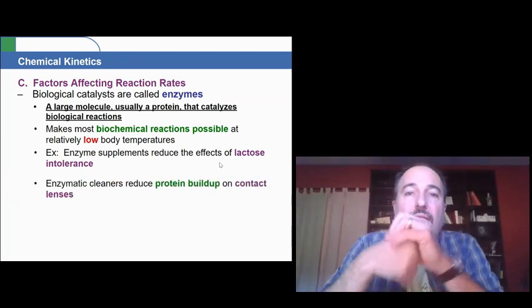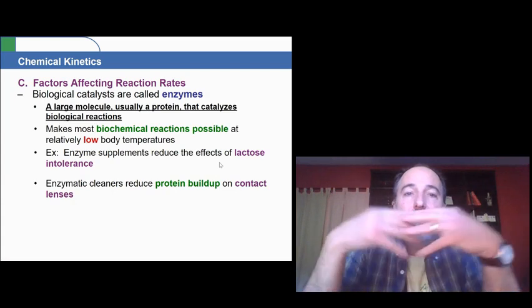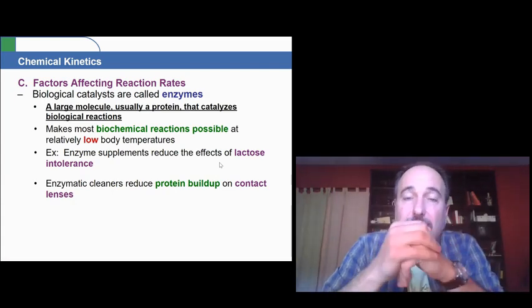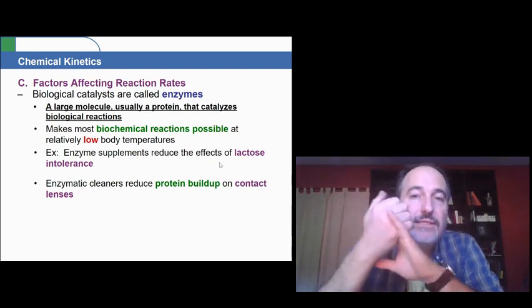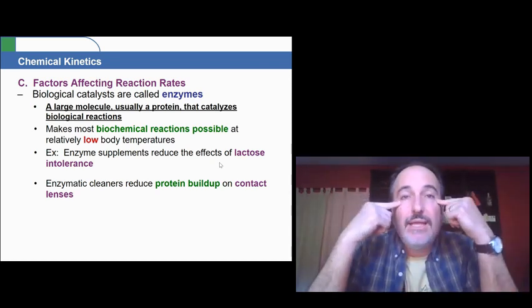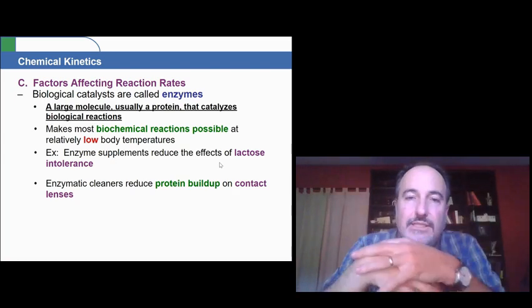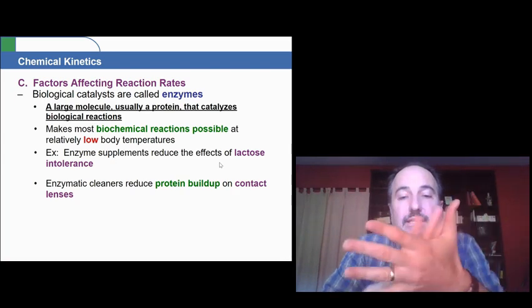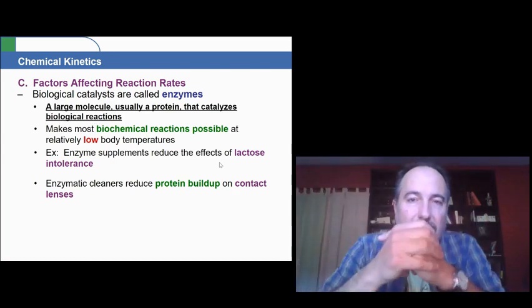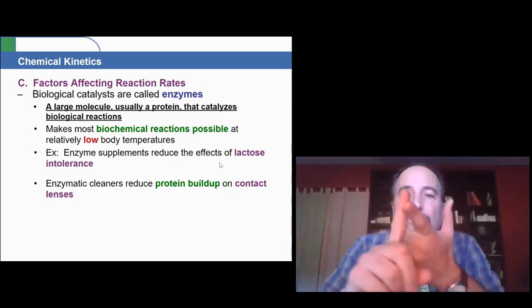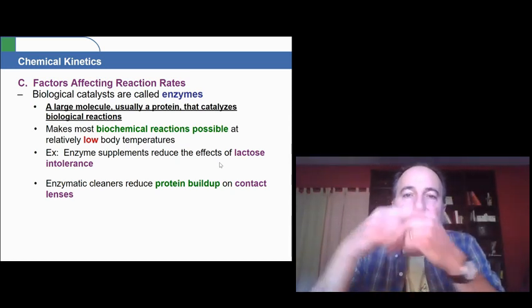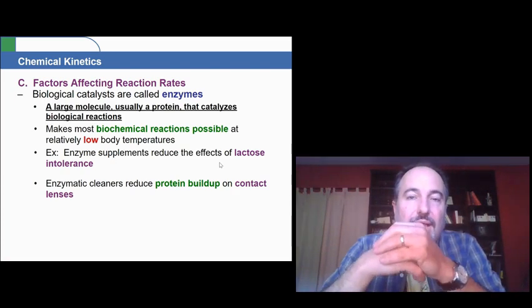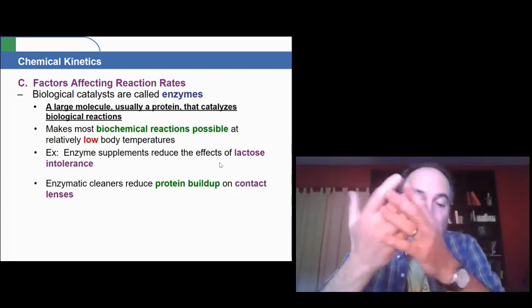Another enzyme that we use is in lens cleaner. If you have contact lenses, there's a protein that your eyes secrete that attaches itself to the plastic, or when it used to be glass, of your contact lens, and it causes it to fog over, and so you can't see through it. So they have eye drops and lens cleaner that has this enzyme that breaks down that protein, and that allows the contact lenses to be clean. Kind of cool, huh? So that's what you guys need to know at this point about chemical kinetics.